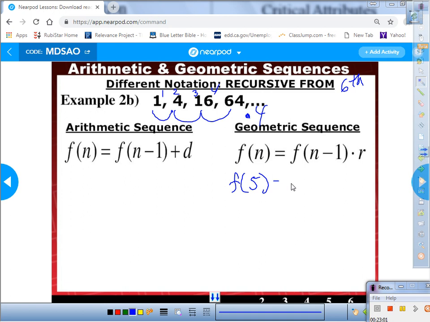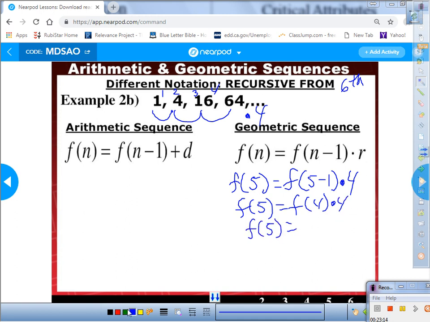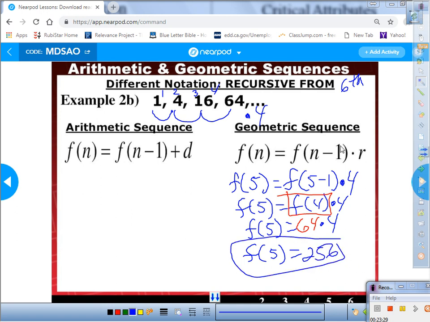F of 5 equals f of 5 minus 1 times, what is r? 4. F of 5 equals f of 5 minus 1, which is f of 4 times 4. F of 5 equals, what is the fourth term, everyone? 64 times 4. F of 5 equals 64 times 4 is 256. And now I can find my sixth term. Is that correct? Same thing, just now with the ratio.